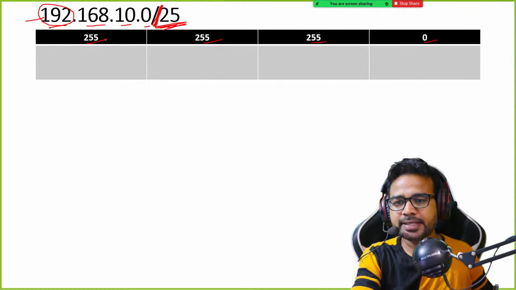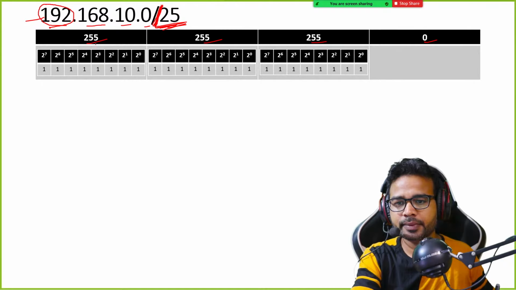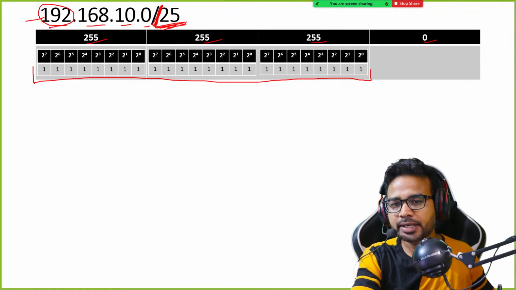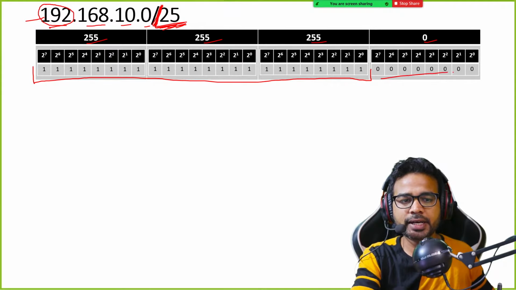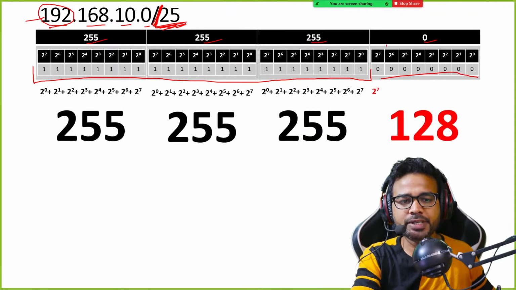Next is class C, 24, right? So the first 24 bits are reserved for the network, correct? This is the default subnet mask of a class C IP address. But the question here is telling 25, not 24. It means we have to borrow 1 bit from the host. In the host by default there are 8 bits, so we borrow 1 bit from the host. Now this 0 will become 1, and there are only 7 bits remaining in the host part now. Got it?